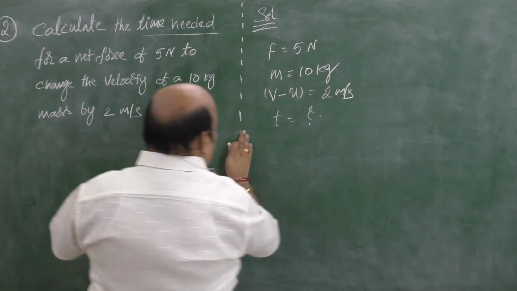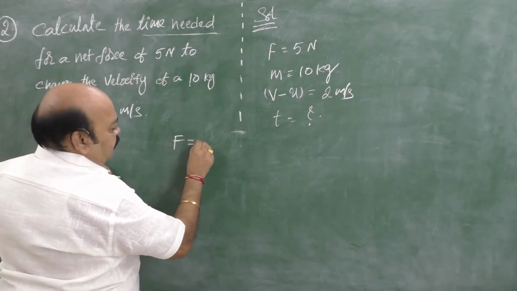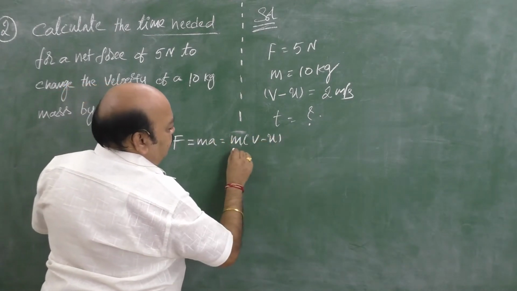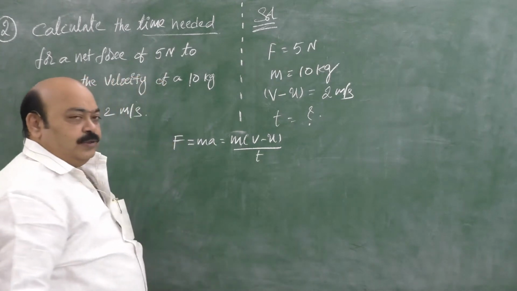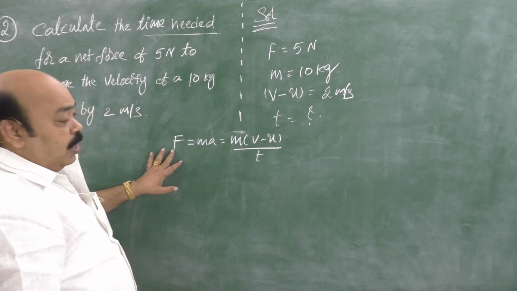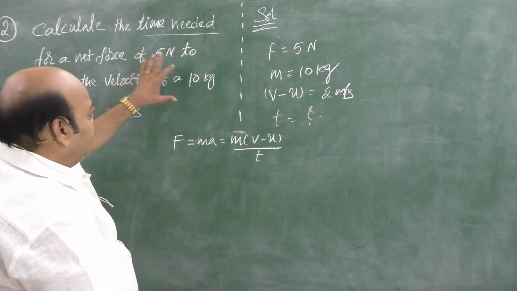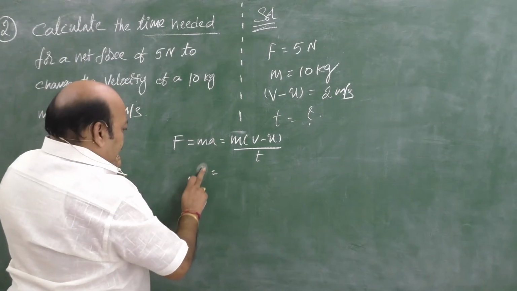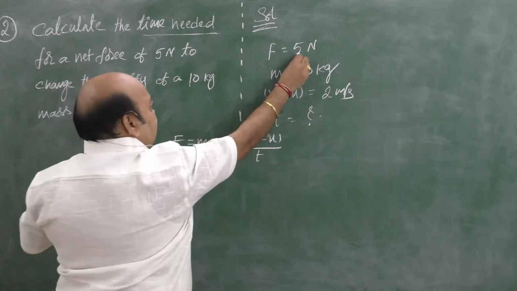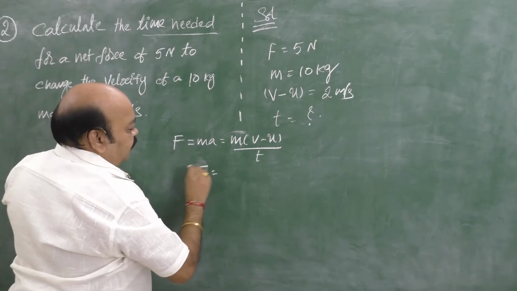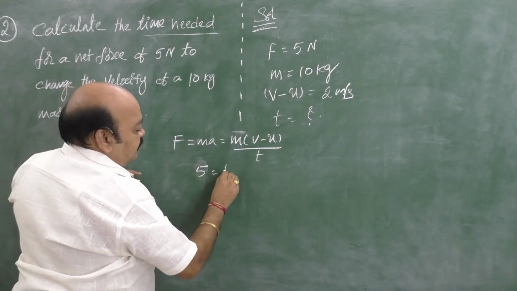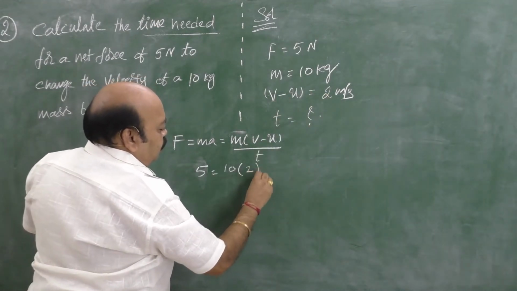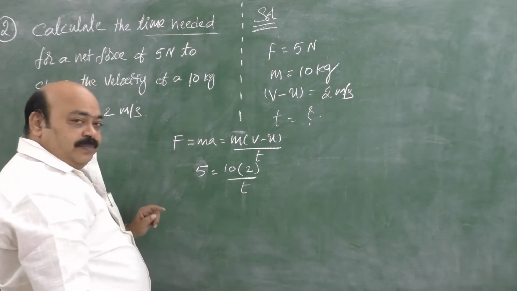Which factor relates these items? Clearly we have force F is equal to ma. From this standard equation, we can write the same as m into (v minus u) by t. Now, our job is simply to substitute the data given in the problem. In place of F, we directly replace the value, this is 5 Newton. 5 is equal to 10 into what is v minus u? It is nothing but 2, divided by t, which we have to calculate.